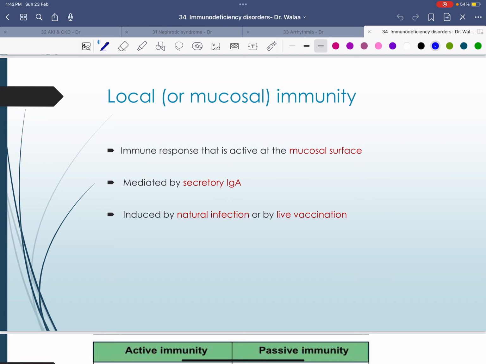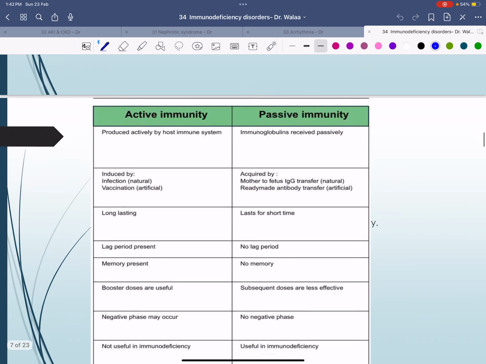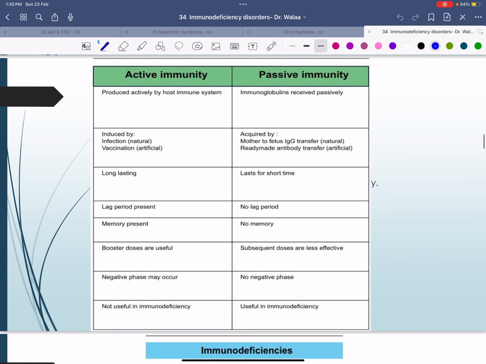So the difference between active and passive immunity: active immunity is produced by your own body, so it's an active process of producing immunity. Your body does the job. With regard to passive immunity, you give ready-made antibodies, like when you give an immune-deficient patient infusions of IVIG, or intravenous immunoglobulins, okay? Active immunity, as we said, is induced after vaccination or after exposure to pathogens. Passive immunity is either the transfer of IgGs from the mother to the fetus through the placenta.